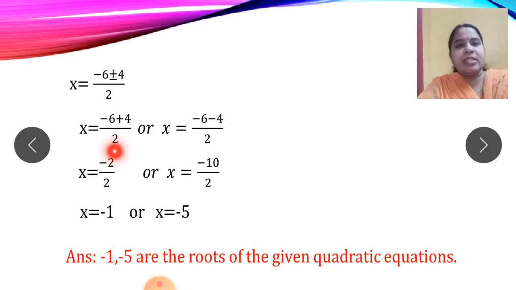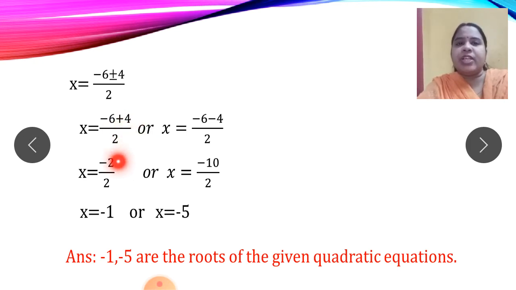Now let us separate the two values. I am not changing the sign of this 6. Many make this mistake. Write it as it is, minus 6 and minus 6. What I am doing here is separating this plus or minus 4. Once I am writing plus 4, then I am writing minus 4. No other change is done in this step. I am separating these two values, plus 4 and minus 4. Then let us simplify it. Minus 6 plus 4 upon 2.